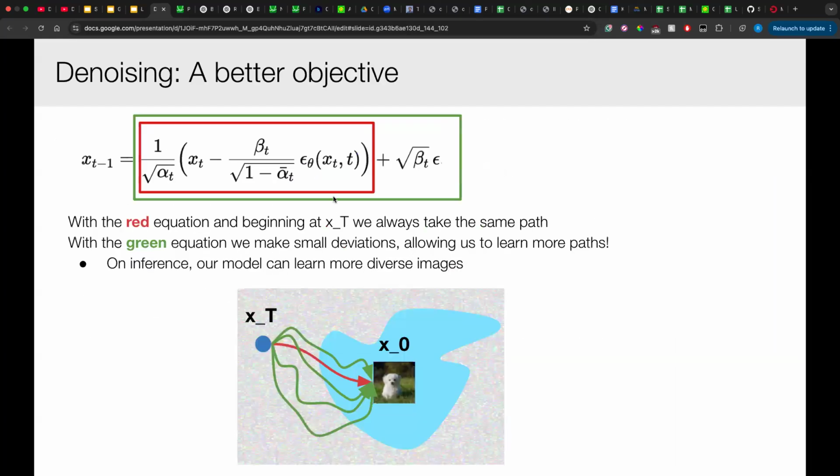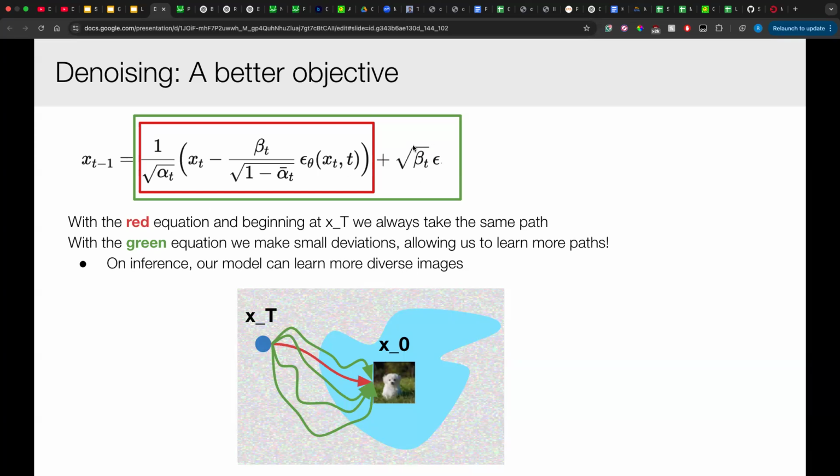Well, there is a type of diffusion model, and there were some papers released on just using this term in red. In this case, your pathways would always be deterministic. So if you always started at some x of t noise, you'd always have learned the exact same pathway from x of t to x of 0, because again, this is deterministic. E theta is learned from your model. You assume your model will always output the same thing given the same inputs.